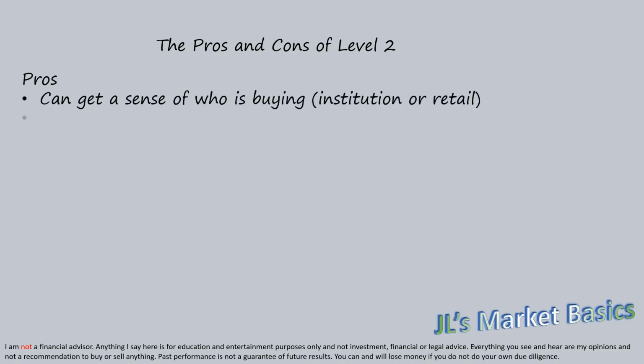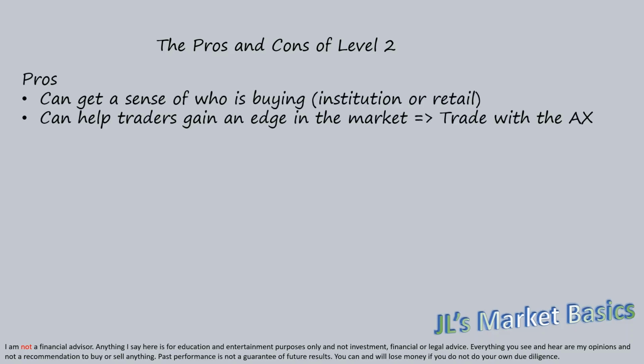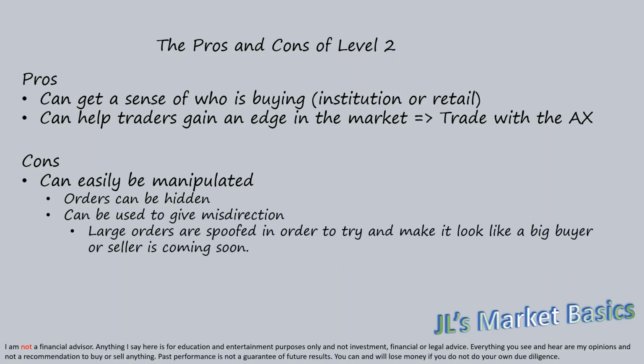Level 2 can give a trader a sense of who is buying shares of a particular company, and if the axe is known, a trader can trade in the same direction as the axe to try to get an edge. But level 2 can be manipulated and used by market participants to mislead traders. Orders can be hidden, or large orders can be spoofed in order to give a false sense of strength in either the buy or sell side.